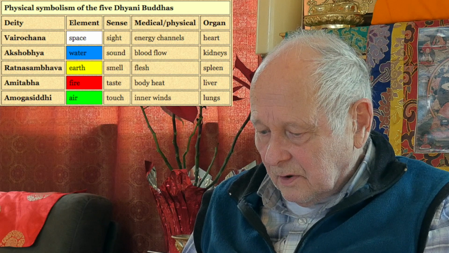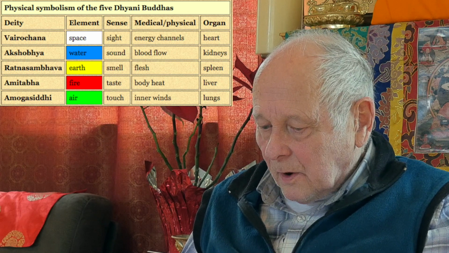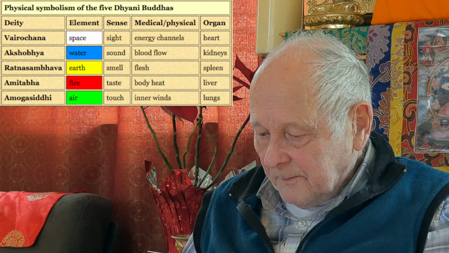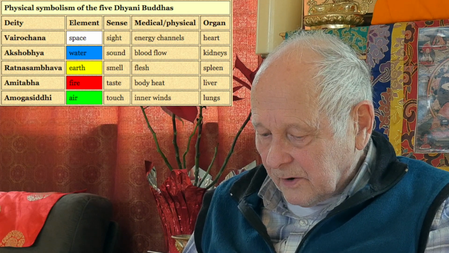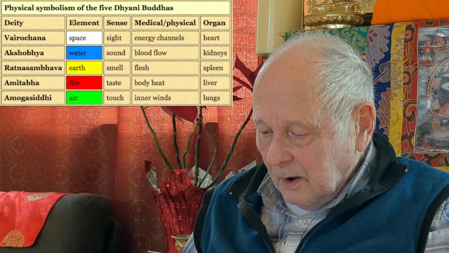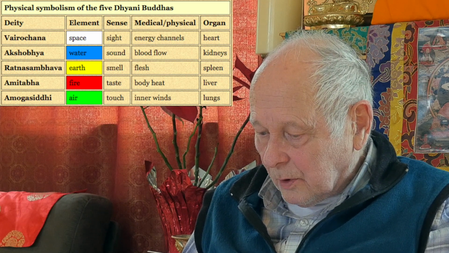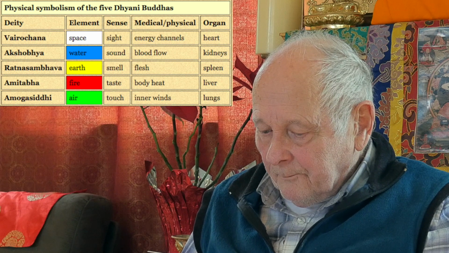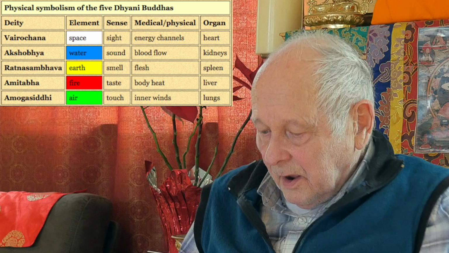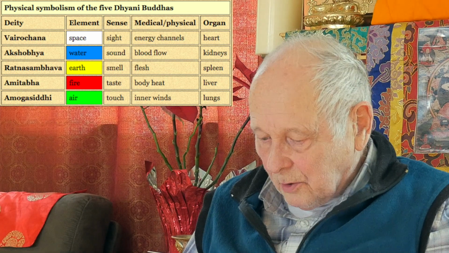And then the physical energy channels for Vairocana, space, blood flow for water, that makes sense. Akshobhya is connected with blood flow. And kidneys, that's also liquid for water. Earth, smell, that makes sense. Flesh, and spleen. Why the spleen? Don't know.